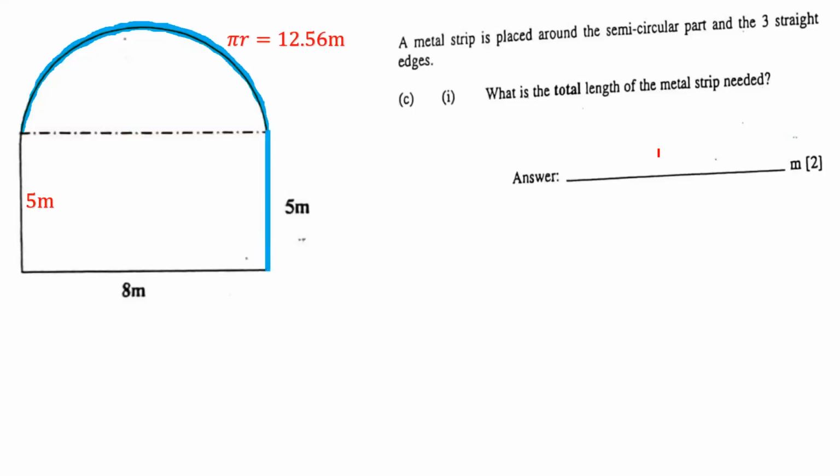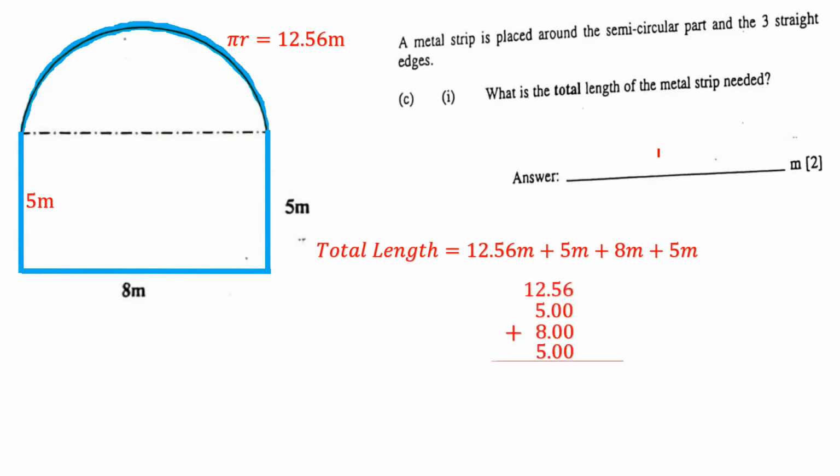The metal strip is placed across this one as well. That's 5 meters though. It's placed across this and it's placed across that. So if we want to get the total length of the metal strip needed, we have to add all of the lengths together. So that's the 12.56, that's the 5, that's the 8, that's the 5. You have to add all of them together to get the total length of the metal strip needed.